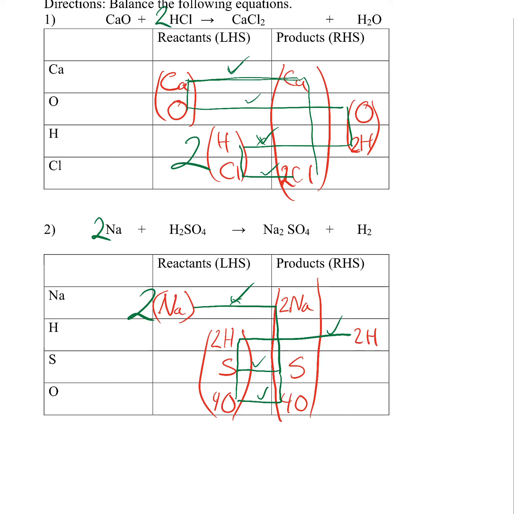When you are dealing with a lot of these, if you notice something that's the same, then you can also just kind of count that all as one thing. So we can kind of count the sulfates. We see 1 SO4 on the left, 1 SO4 on the right. So we do know that's balanced already.